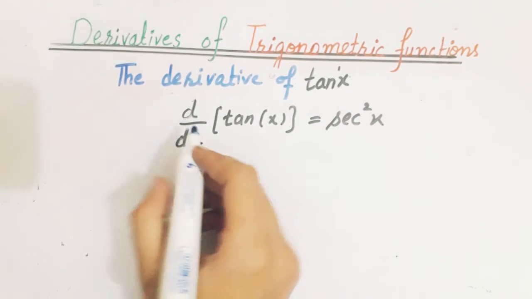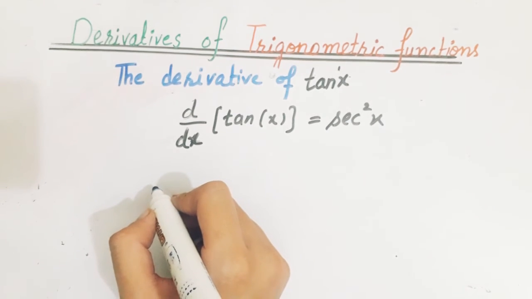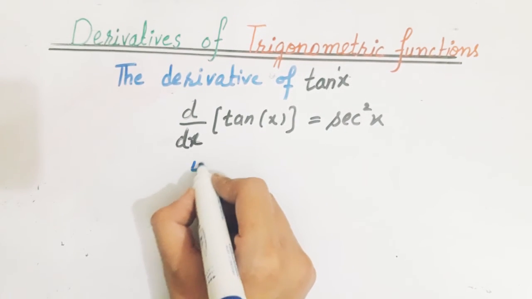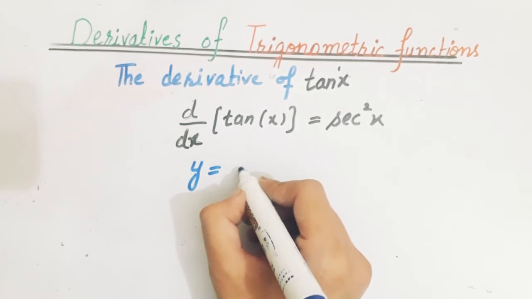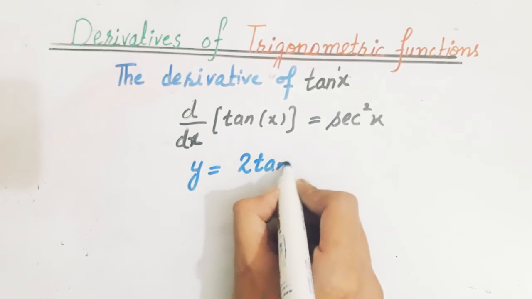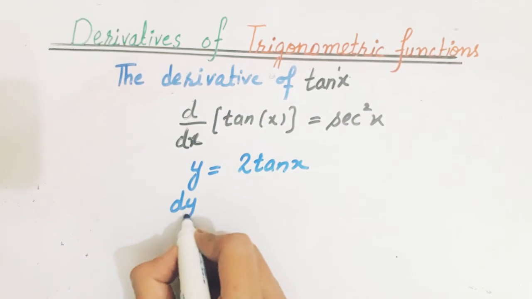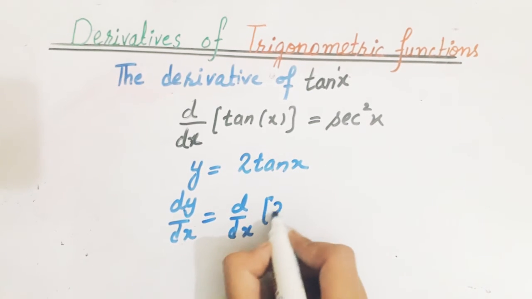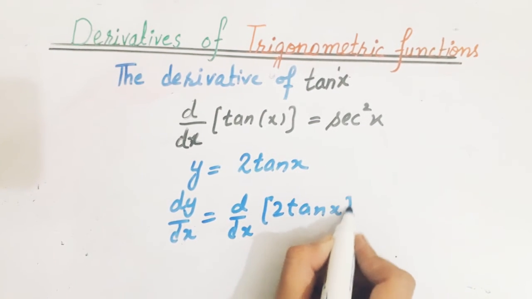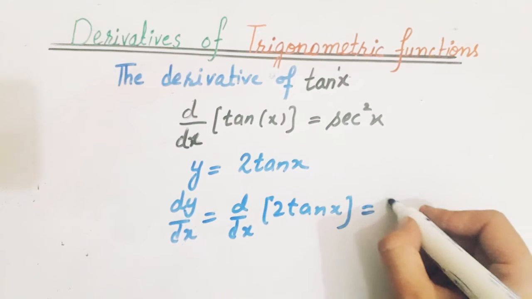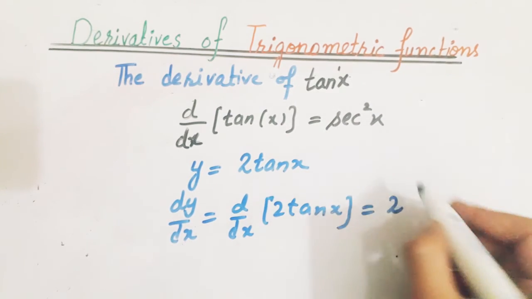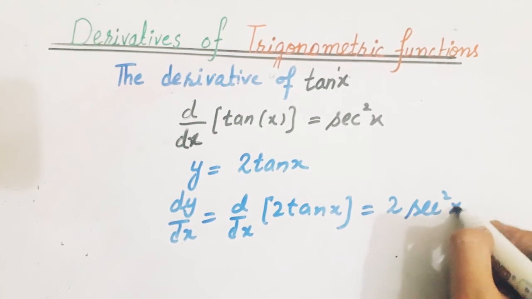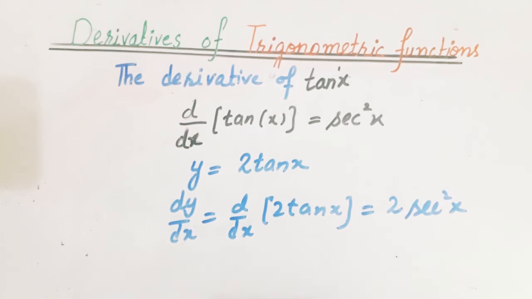Now we will solve this: given function y equals 2 tan of x, and you have to find dy by dx, means d by dx of 2 tan x. It means 2 into the differentiation of tan x, which is secant square x. 2 is a constant, so the answer is 2 secant square x.